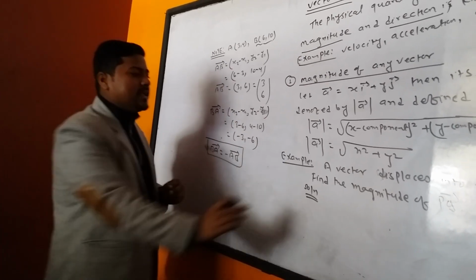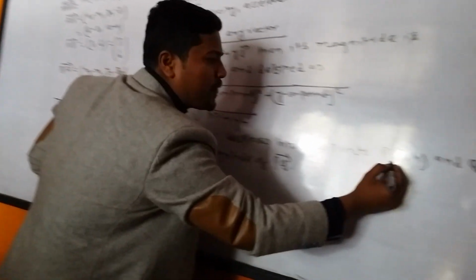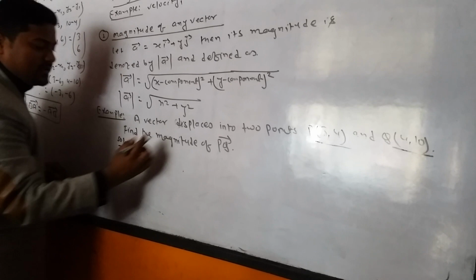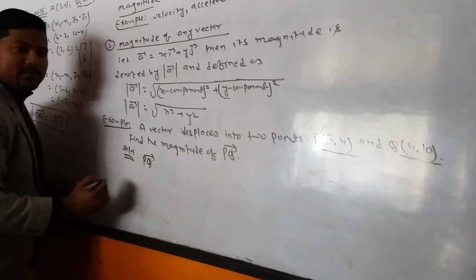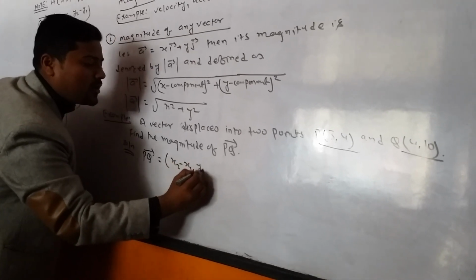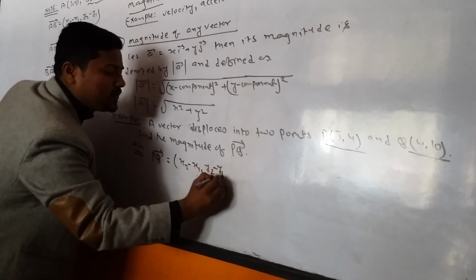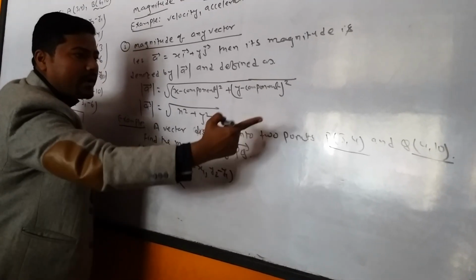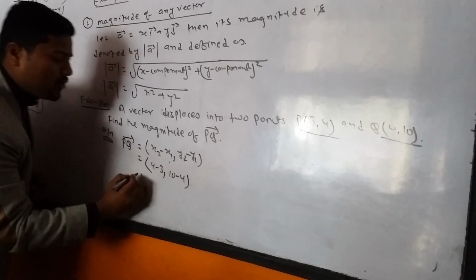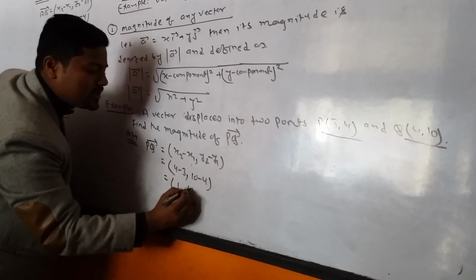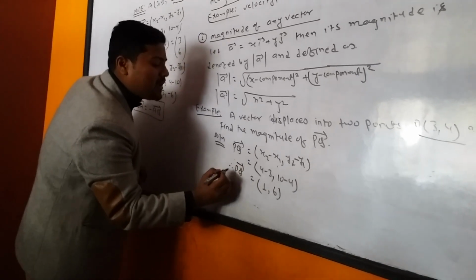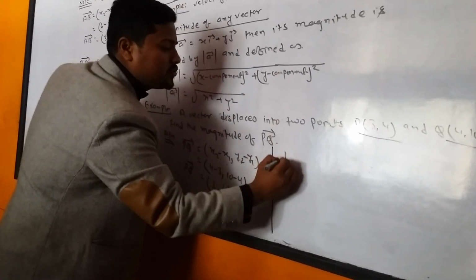Now let's solve these questions. We have the given two points P and Q. First of all, find PQ vector. What is the formula to find PQ vector? x2 minus x1 comma y2 minus y1. Here x2 is 4, so 4 minus 3, 10 minus 4. What will come here? 1 comma 6. But this is not our answer. The question is asking to find the magnitude of PQ vector.